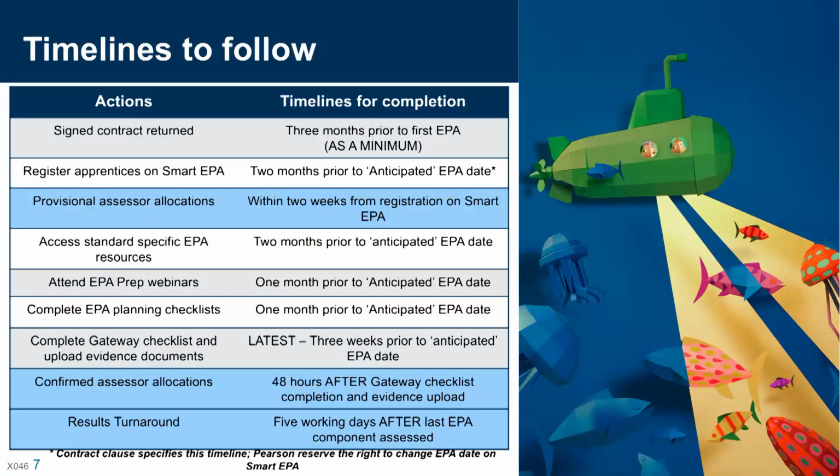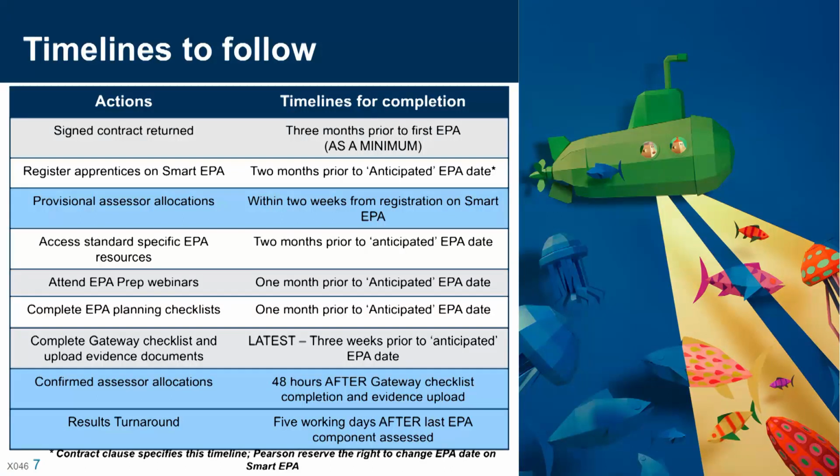You need to upload evidence documents for each of those checklists, and we recommend that you do this at the latest at least 3 weeks prior to the anticipated EPA date. Once we have checked all of those documents, we will confirm the assessor allocations. We are saying that we would do that 48 hours after the gateway checklist has been completed, and we are satisfied that all of the documents that have been uploaded are correct and appropriate. Once we have done the actual EPA delivery, which will happen offline, then our results turnaround SLA is 5 working days after the last component of the EPA has been assessed.